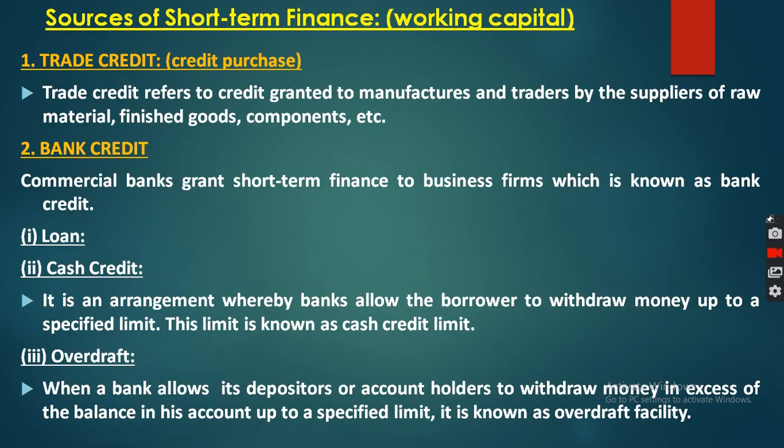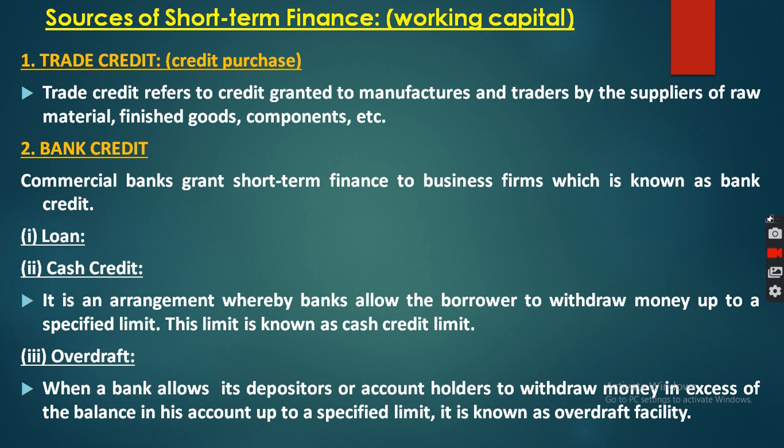Here is the first one, you have to just remember credit purchase. Credit purchase means goods purchased on credit basis from the supplier or manufacturer. When a company needs raw materials or components or other inputs, the company has to purchase on credit basis. So immediate cash payment is not required.